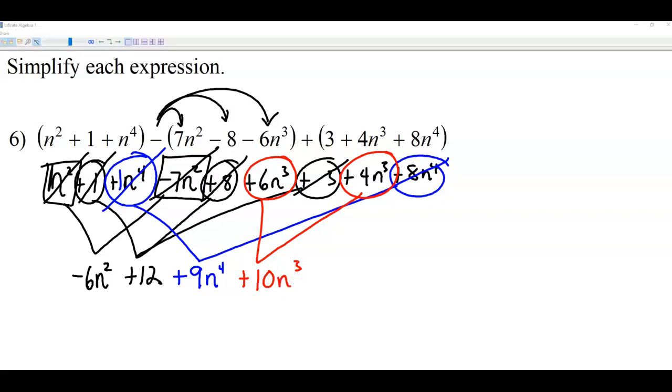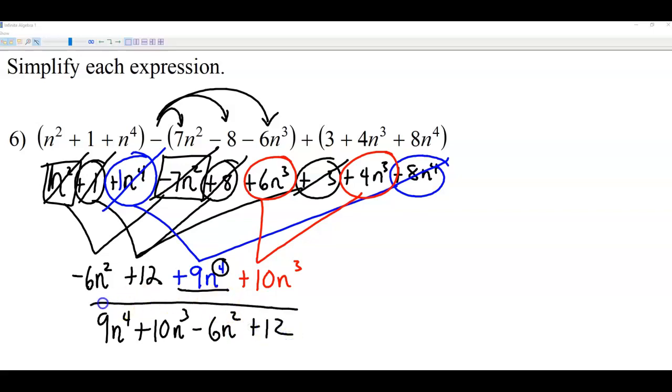Finally, you might want to put these things in order. You start with the term that has the biggest power, which is 4, and just work your way down. So the next one is the cube, the n to the 3rd power. The next one is the n to the 2nd power, and then finally the one that doesn't have one at all. And so that would be our final answer for that.